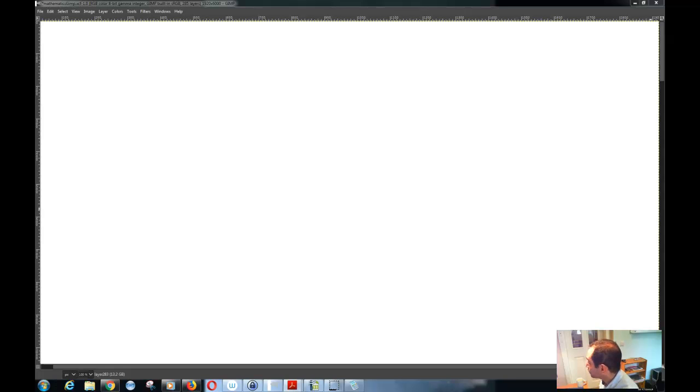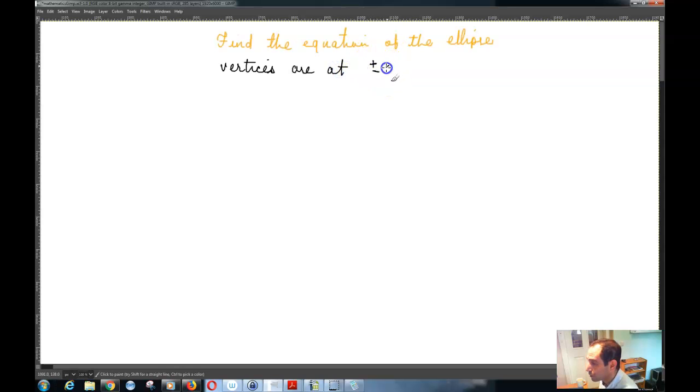Okay, so the next question that we have, you want to find the equation of the ellipse whose vertices are at plus or minus 13, 0, and the foci are at plus or minus 5, 0.